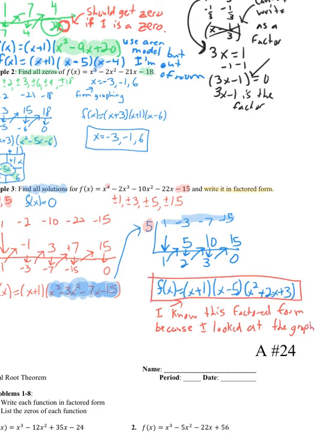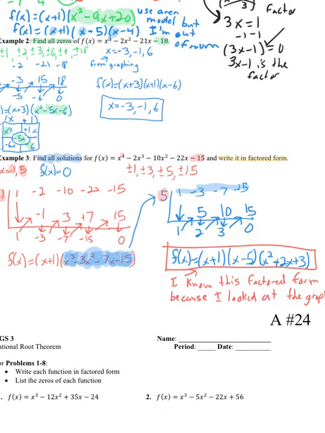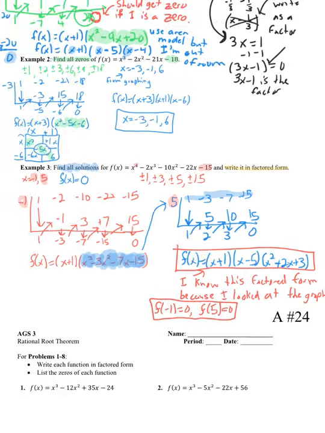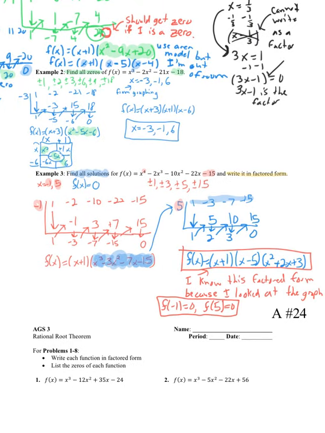That's factored form. The other part of our solution, I have to write my solutions. Well, there's f of -1 equals 0. f of 5 equals 0. That's how I write my solutions. Okay. So find all the solutions and write it in factored form. So there are two real solutions, and that's what they are. We don't need to worry about finding imaginary solutions right now.